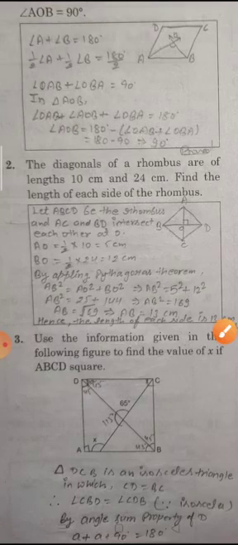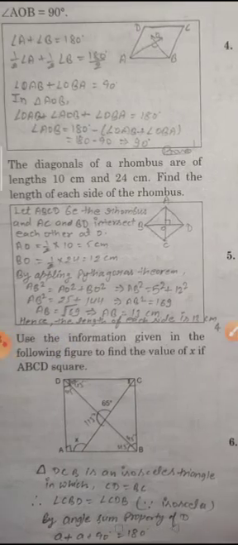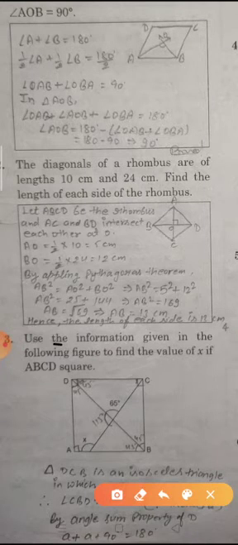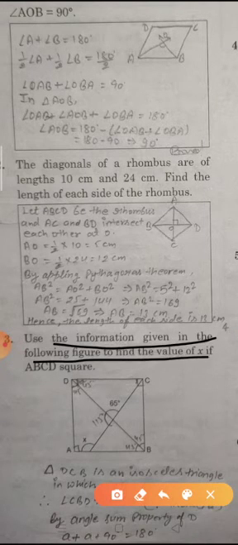Question number 3. Use the information given in the following figure to find the value of x. ABCD is a square. So students, we know each angle of a square is a right angle, so 90 degrees. So this is 65 degrees. Then this is 115 degrees because it is a linear pair. The sum of both angles is 180.